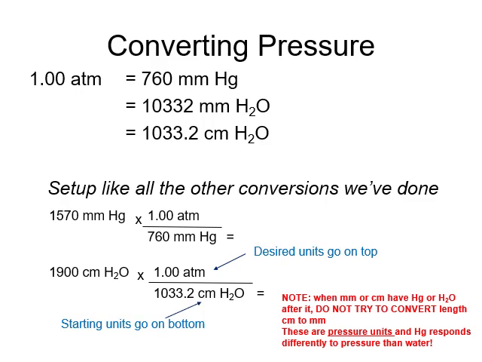It is important to note that when you see millimeters of mercury or centimeters of water, you can't treat that as a distance unit. You can't just convert from centimeters to inches. These are pressure units. When we're talking about centimeters of water, we're now not talking about a distance, we're talking about a pressure. And that can be a little bit confusing.